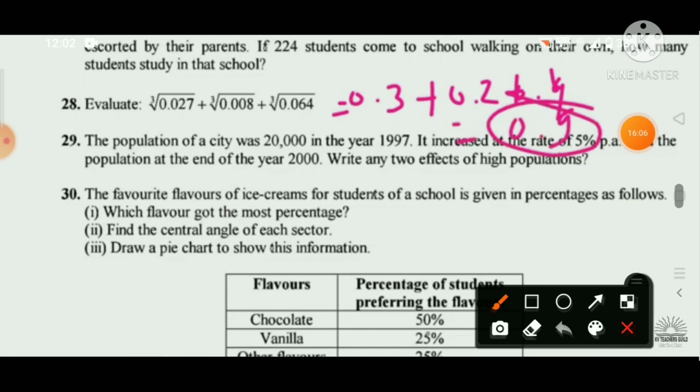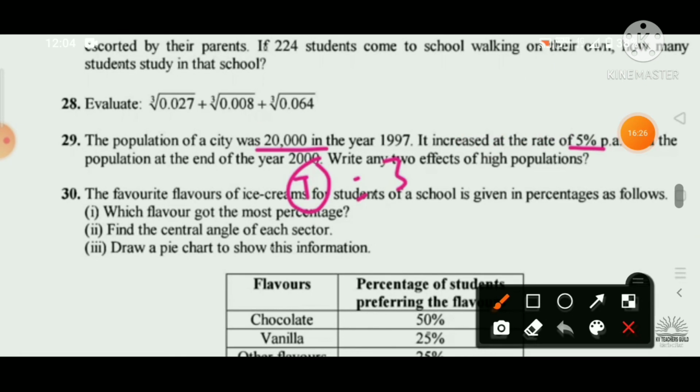Next question is evaluate this equation. So square root of 0.27 is 0.3 plus square root of 0.008 is 0.2. Then square root of 0.064 is 0.4. By adding this, you will get 0.9. Let us see the next question.